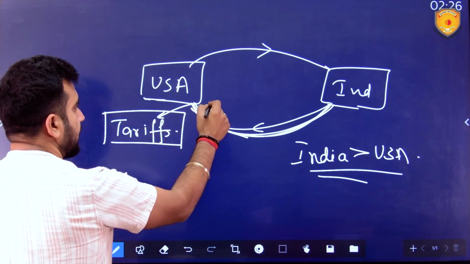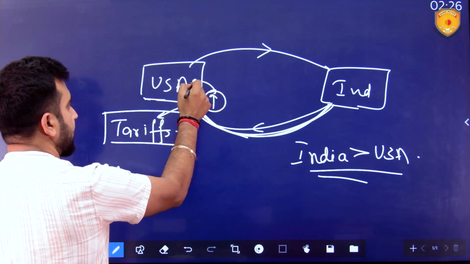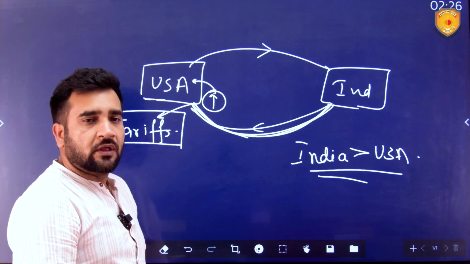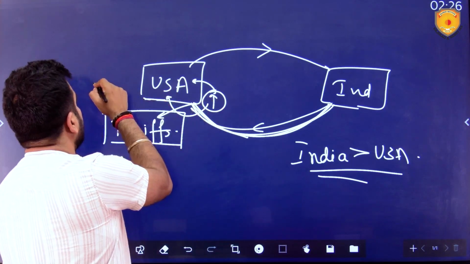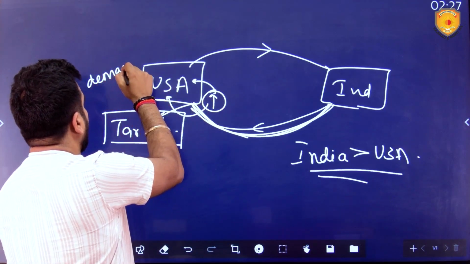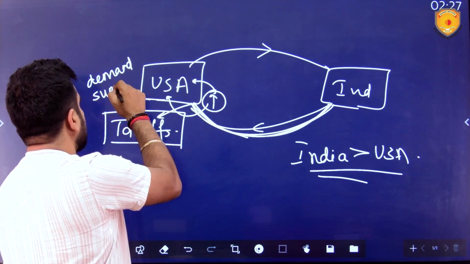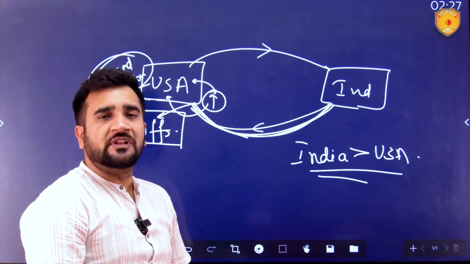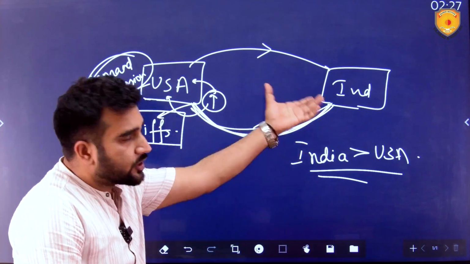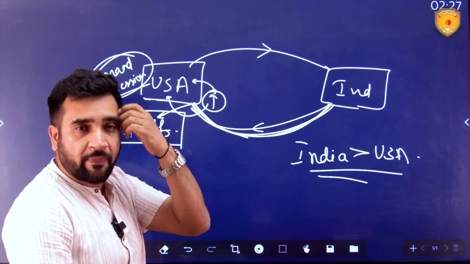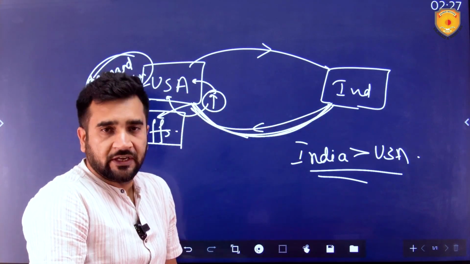Tariffs will increase the cost of the products, thereby causing inflation in USA. This increased tariffs will lead to demand suppression of those products, thereby leading to a global slowdown. Because when there will be demand suppression, goods will not be produced, and that is going to impact not only India but the entire world.